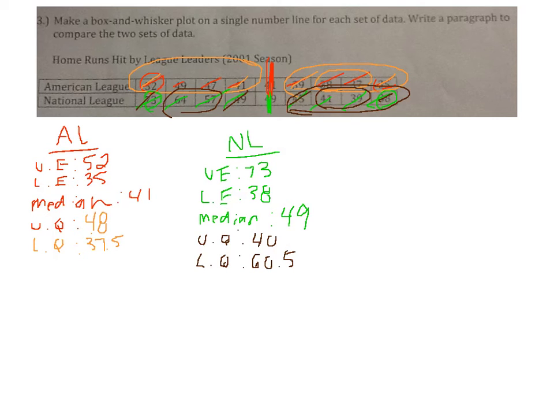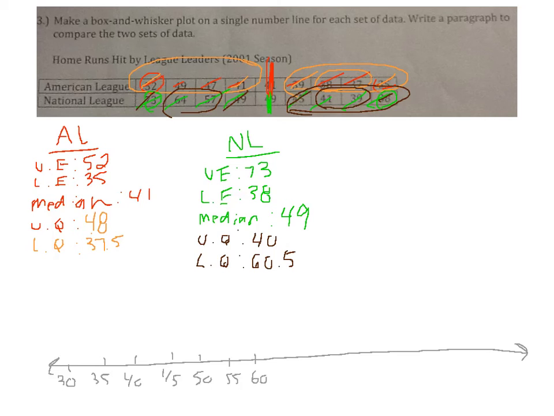So I'm going to put a number line down here, and I want to make sure that I include all those values here. So I'm going to go from 30 all up to 75, and I'm going to go by fives. Okay. And the American League, I'm going to put that in there.